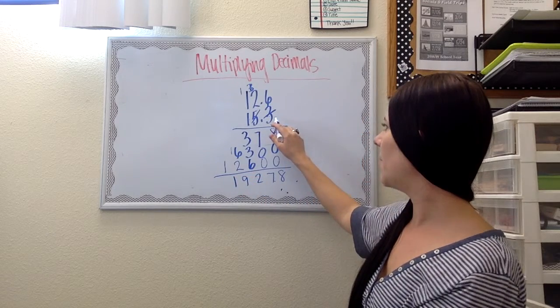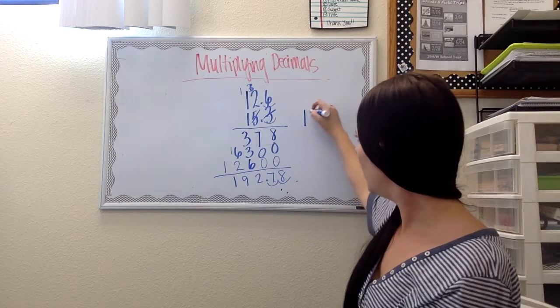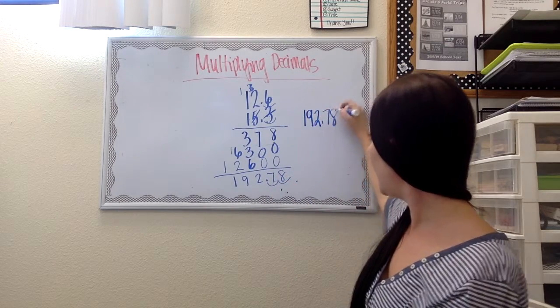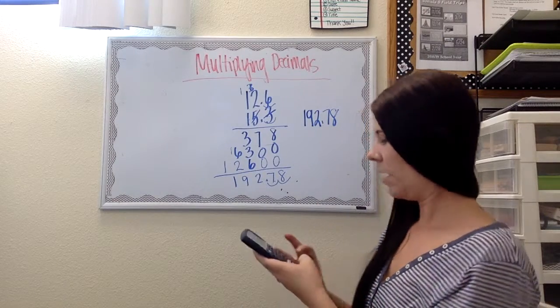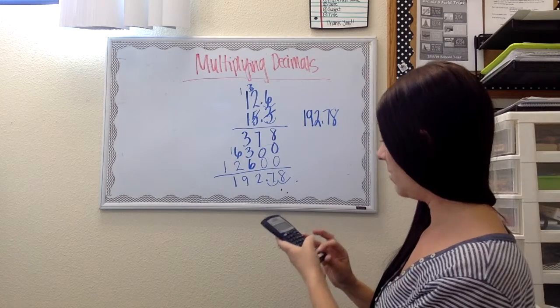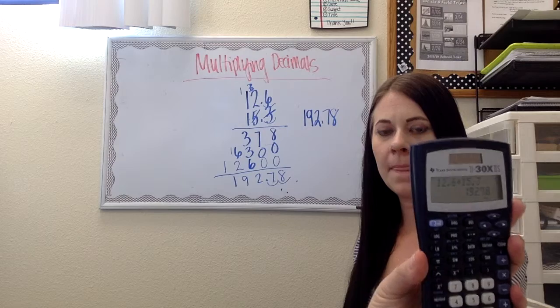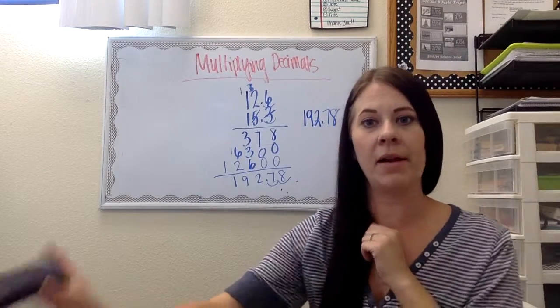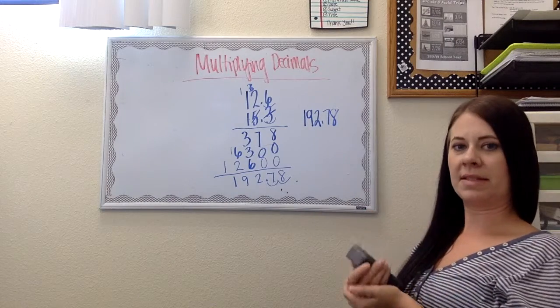And then I count in my decimals. 1, 2, so 1, 2. So 192.78. Let's check our work with a calculator. Okay, so 12.6 times 15.3 equals 192.78. All right, hopefully you got it right also. And if you didn't, look at your work, look at my work, and make some comparisons and see what happened.